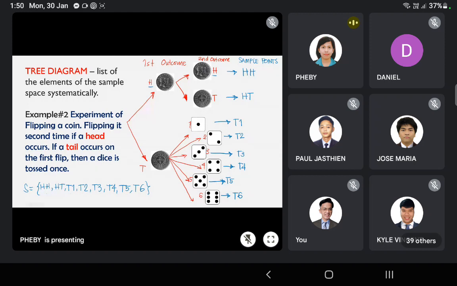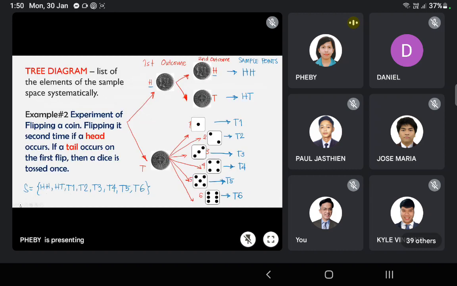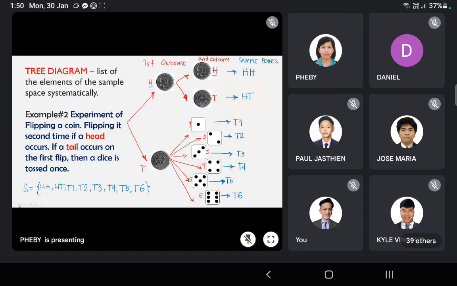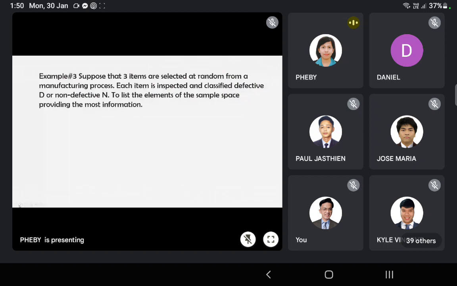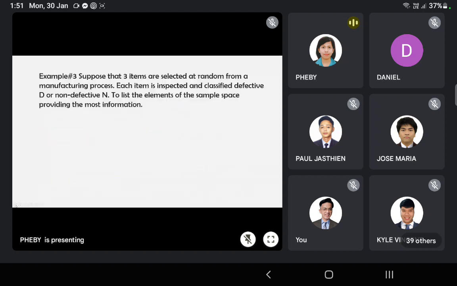Okay, next tayo. Sample ba yun? Number 2 na ba? O number 2 na? Number 3 pala. Okay. Bilisan natin. Number 3, yan. So example number 3.